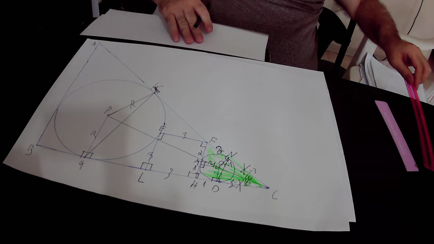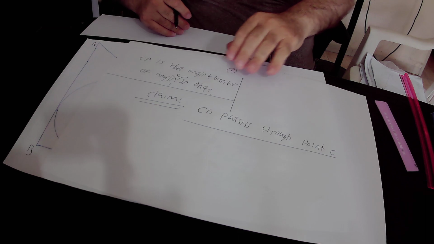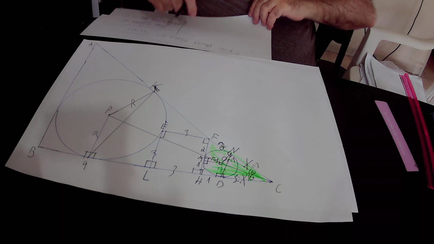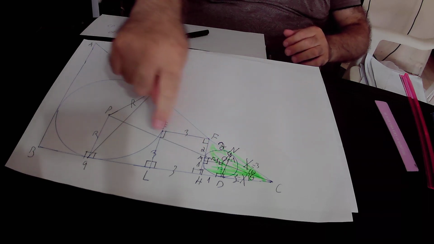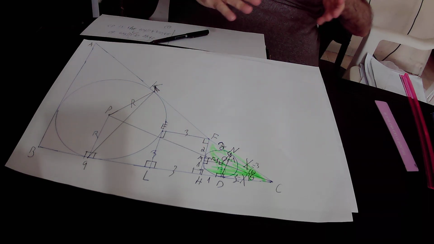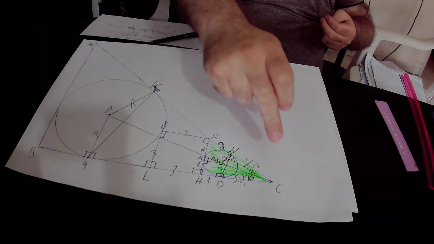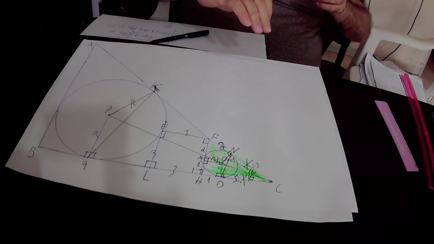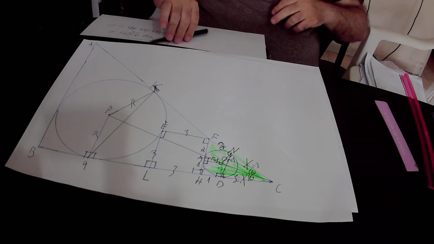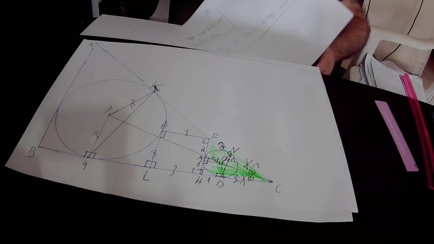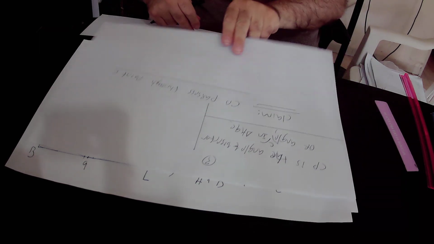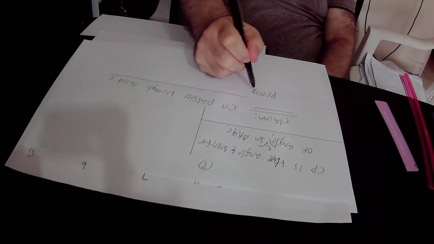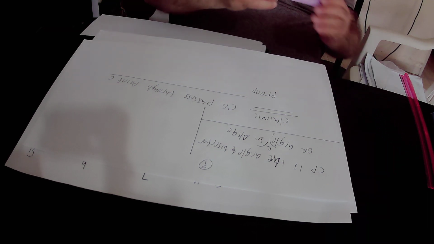Now I claim that CO passes through point P, or in other words, points C, O, and P are all located on the same straight line. So we will prove this claim in a negative way, by contradiction.